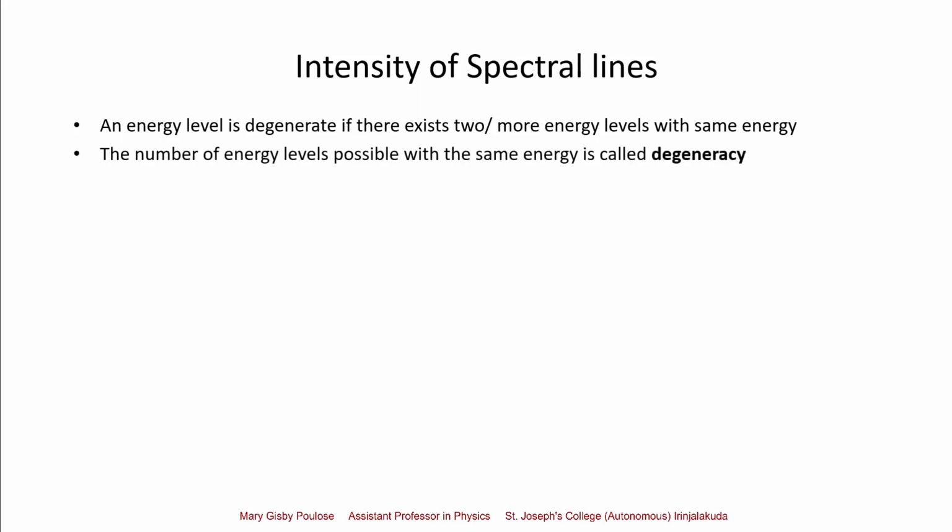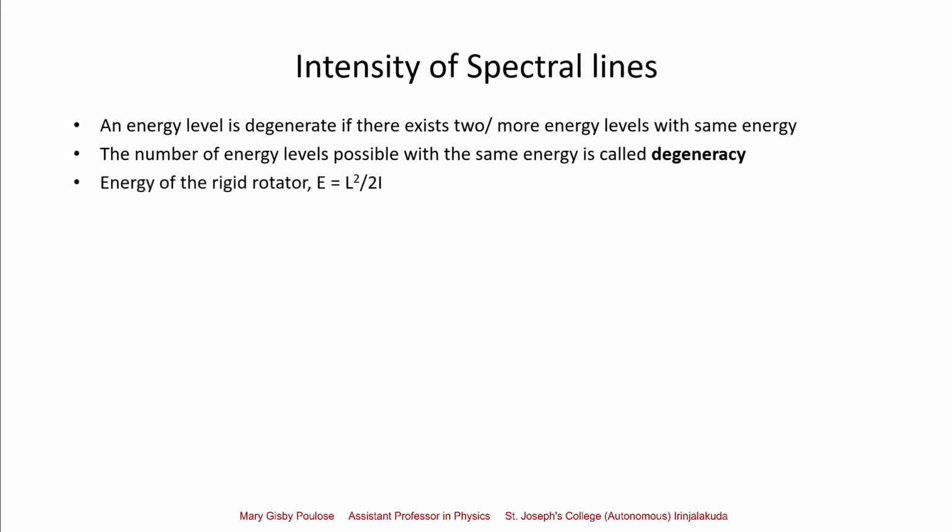Now, the number of energy levels possible with the same energy is called its degeneracy. So if degeneracy is 2, we have 2 energy levels of the same energy. If degeneracy is 4, we have 4 energy levels having the same energies.